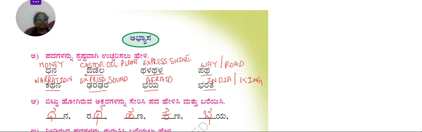Say the words clearly. You have to read these words clearly. Dhana. So dhana means money. This is audala. It's a plant which produces castor oil.